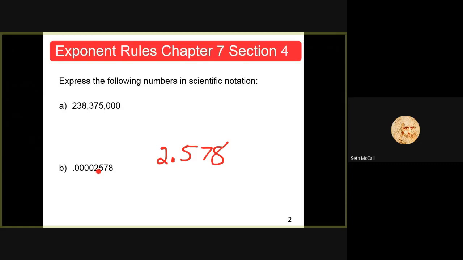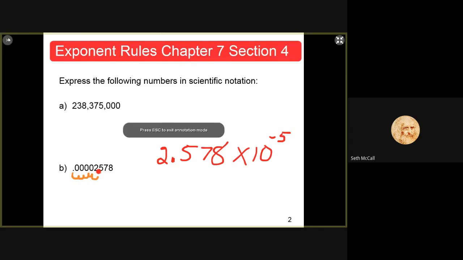Now we need to figure out how many places it moved. It started on the left-hand side there, and let's use a different color. Let's use orange. 1, 2, 3, 4, 5. So it moved 5 places. Therefore, when we write it, it's going to be 2.578 times 10 to the negative 5th. The reason it's a negative 5 is the number we started with is very small, so the exponent needs to be a negative number.